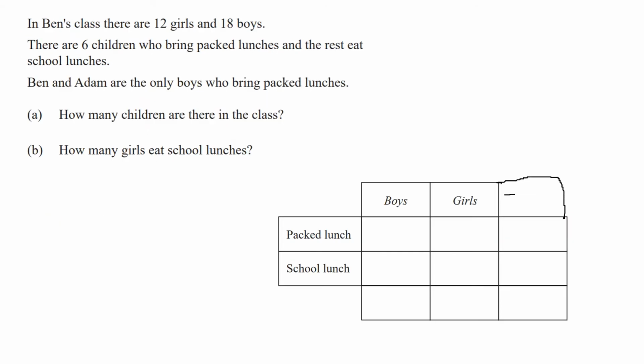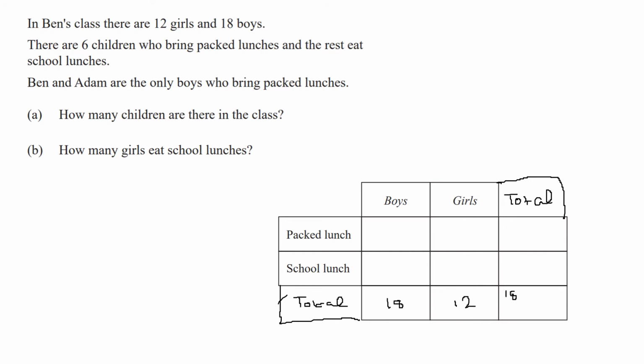So now we're going to complete a two-way table. It's a good idea to put yourself some little headings on to show you that at the bottom you'll have the totals. So in Ben's class there are 12 girls and 18 boys. So I've got 18 boys and 12 girls. Be really careful that you get the information in the correct column. This question says 12 girls and 18 boys, but in the table the boys come before the girls. So just check that you have got the right information in the right place.